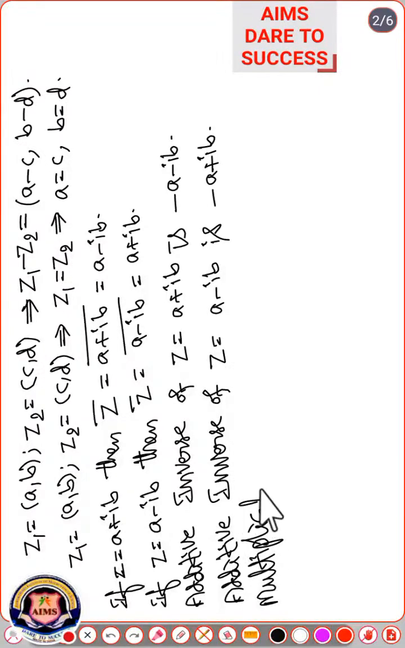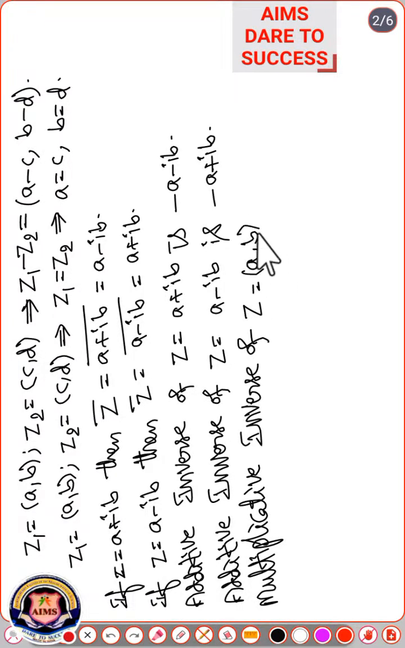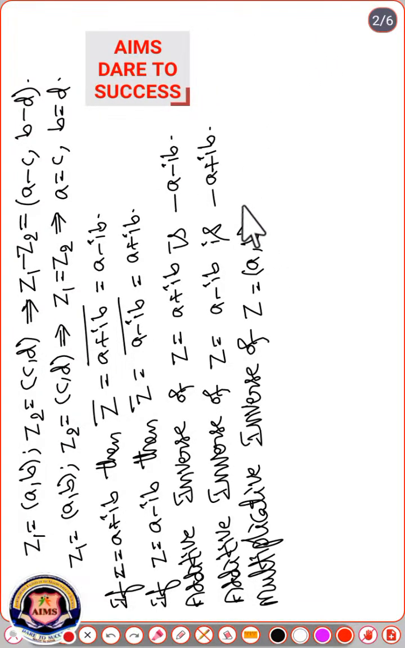Next, the multiplicative inverse of z is equal to a comma b. I am writing a comma b or a plus ib, both are the same, there is no change. a comma b is equal to a divided by a square plus b square, comma, and here for b you take the opposite symbol, minus b divided by a square plus b square.